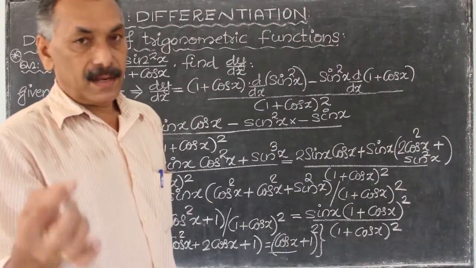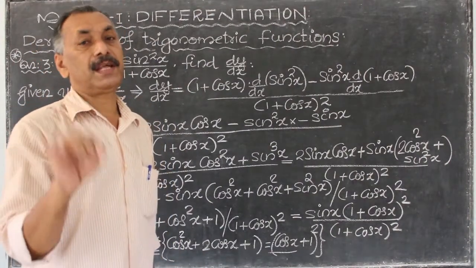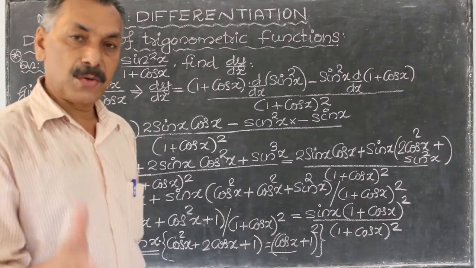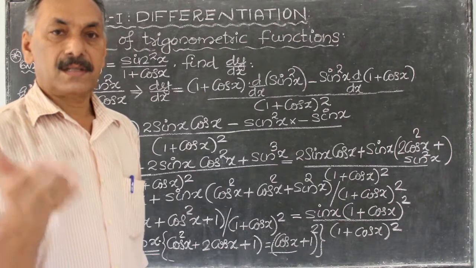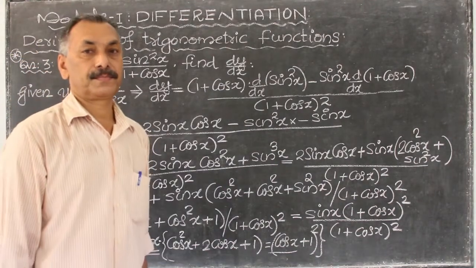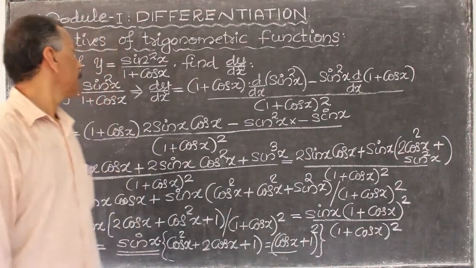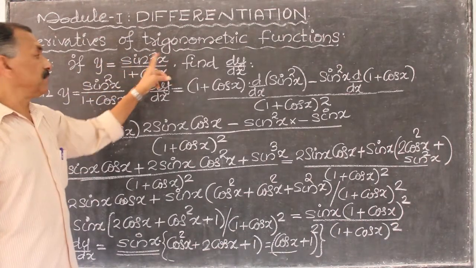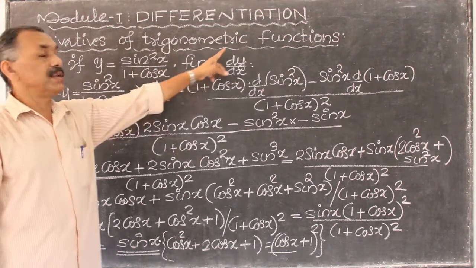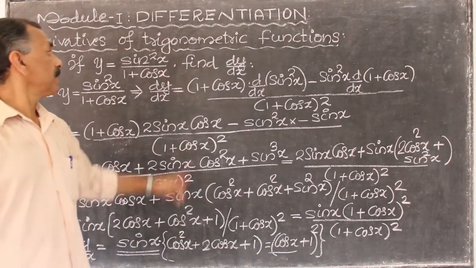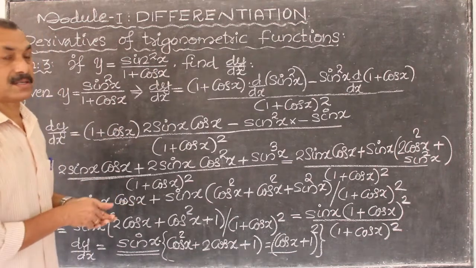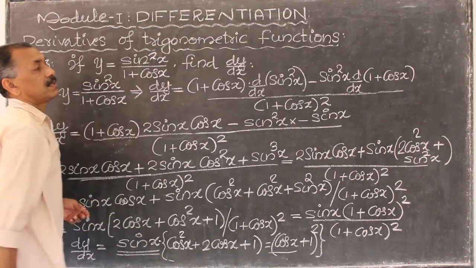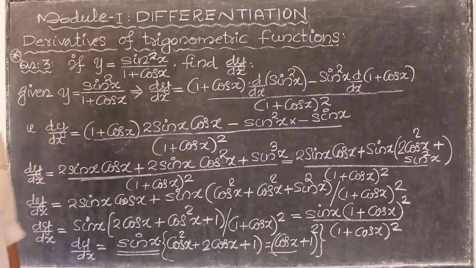Consider another very important problem. Find the derivative of a function where the function of a function rule is applicable and the quotient rule is also applicable. If y is equal to sin square x divided by 1 plus cos x, find dy by dx.